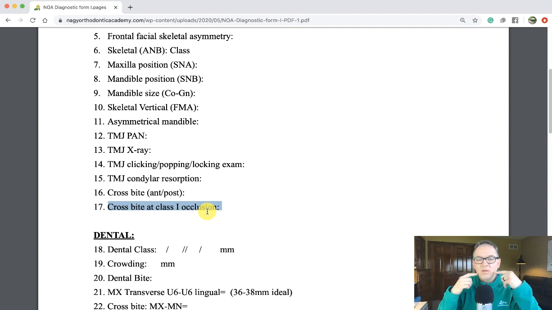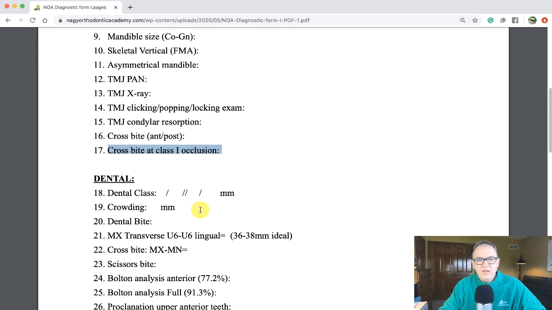So if the lower buccal groove to buccal groove on the lower sixes is, let's say, for example, 50 millimeters, and the upper arch, upper sixes, mesiobuccal cusp to mesiobuccal cusp straight across is, let's say, 46, then you have a 4 millimeter crossbite in class 1. Okay, we're going to practice that when we practice the model analysis.